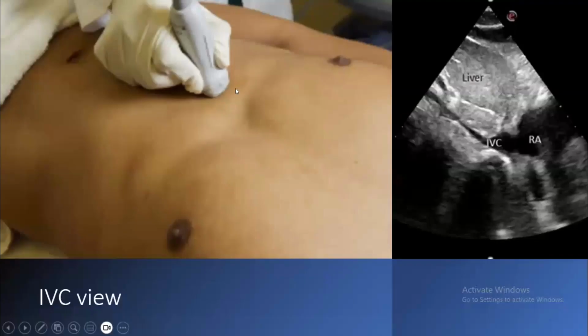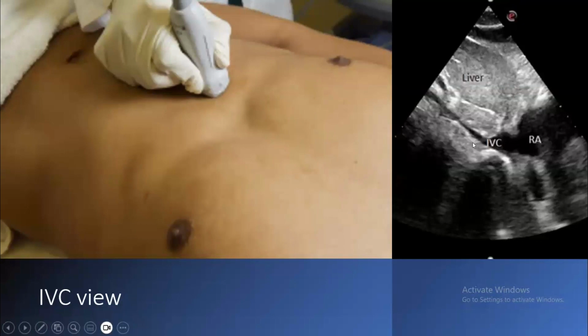Okay. If you turn the marker up in the same plane, where in the subcostal view we had the marker toward the left, now we are directing the marker up, as you can see the marker here. Then you can see the IVC view. This is what you can see: the liver, part of the right atrium, and the IVC, the inferior vena cava. And this is very important, because under the inferior vena cava is the aorta.